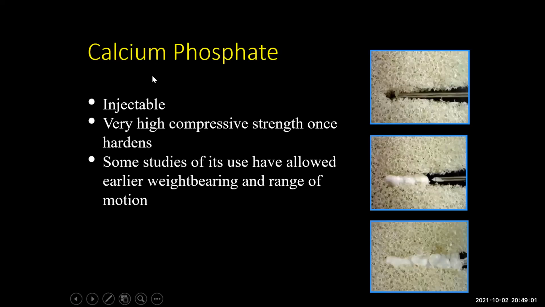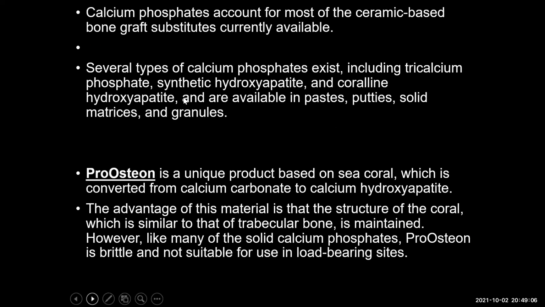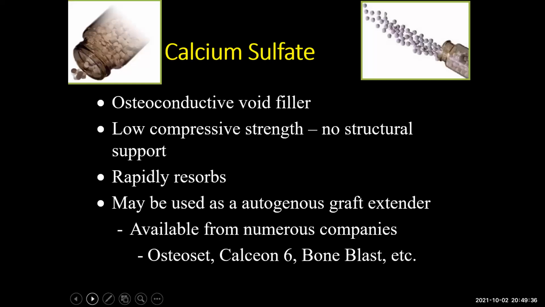So normally calcium phosphate is sometimes used in vertebroplasty also. Calcium phosphate accounts for most of the ceramic based bone grafts. Several types of calcium phosphate including tricalcium phosphate, hydroxyapatite, coralline hydroxyapatite are available in pastes, putties and matrices. Pro-osteon is a unique product obtained from sea corals. The advantage of this material is that the structure of coral is similar to that of the trabecular bone. However, many of the solid calcium phosphate Pro-osteon is brittle and not suitable for load-bearing bones.